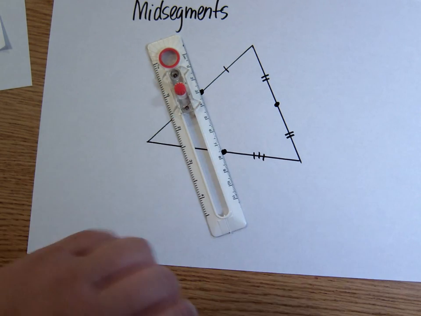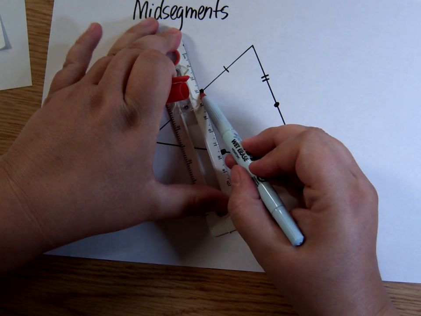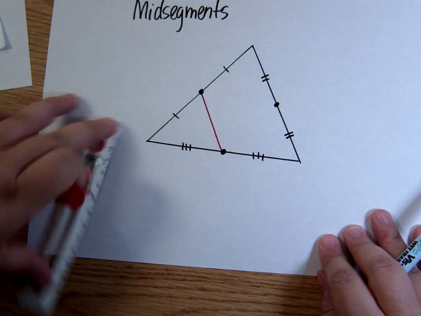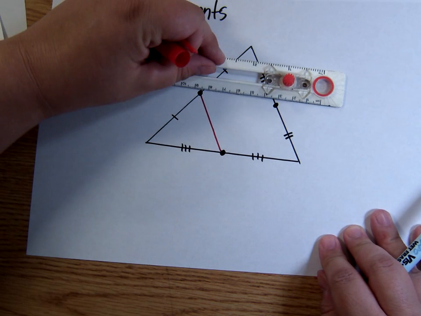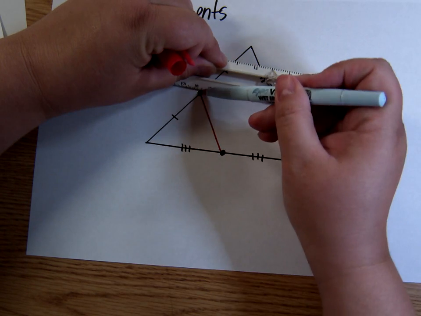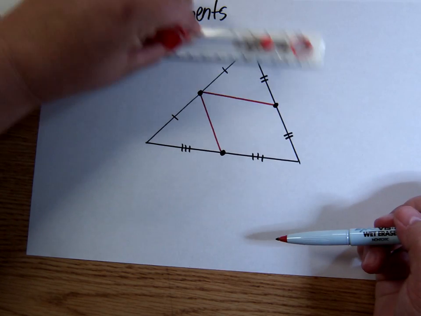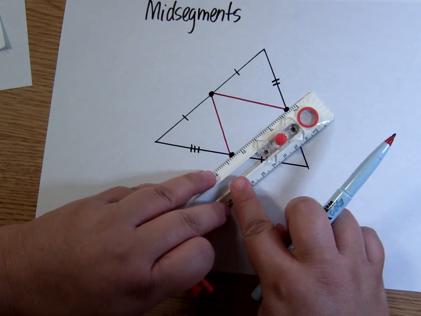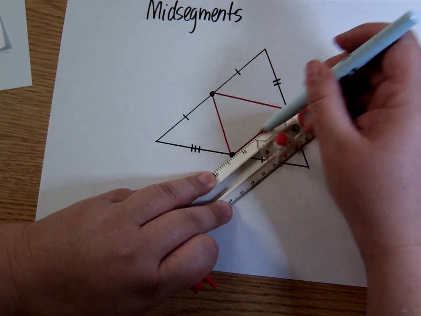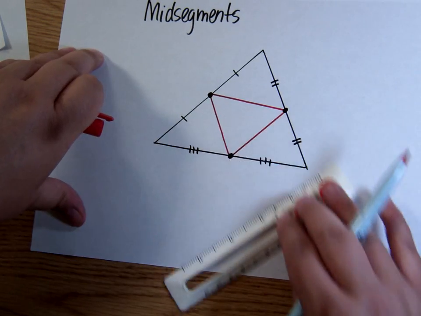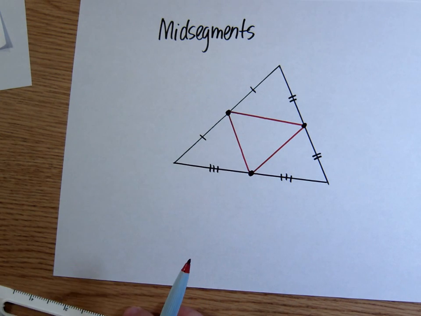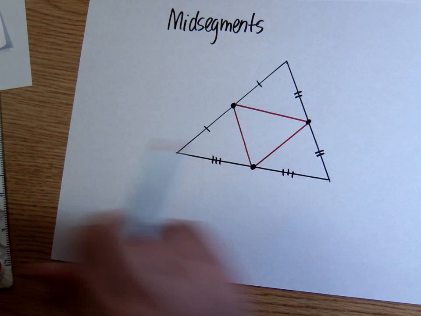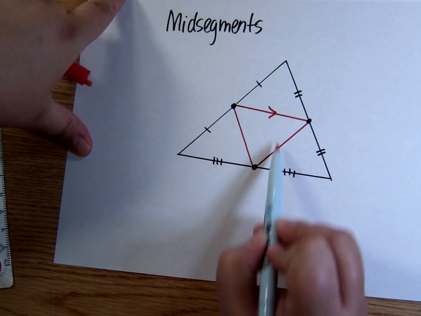So if I connect these 2, I just drew a midsegment. If I connect these 2, I just drew a midsegment. And finally I can connect these 2, and that will be a midsegment also. So you see how there's a smaller triangle inside the bigger triangle, and that's what we generally see when we have midsegments. The special things about midsegments are this side is parallel to this side.